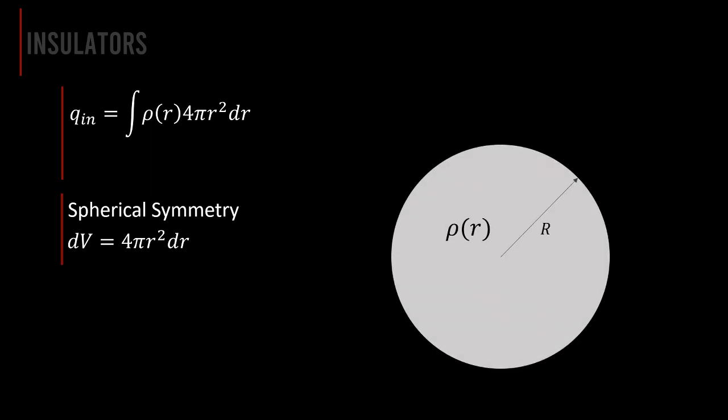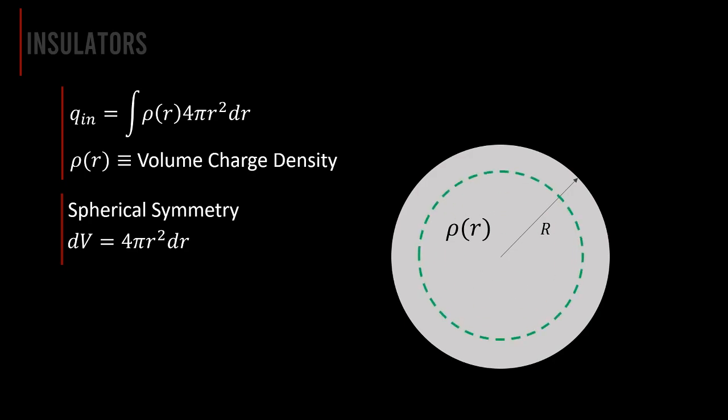Now, in order to think about this in more detail, let's consider an example of a spherical insulator, where this insulator is going to have a radius of R and a charge density of rho as a function of r, where rho as a function of r is the volume charge density. Previously, we talked about line charge density. This is very similar. This is going to be the charge per volume, and in principle, it can be a function.